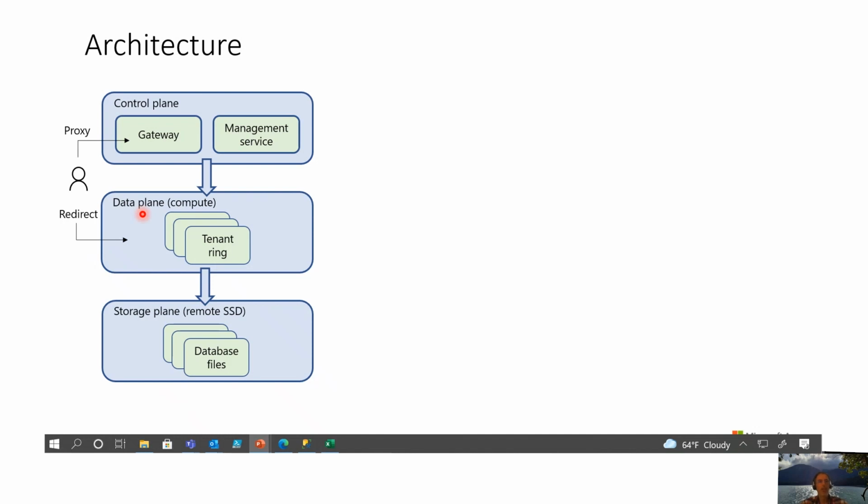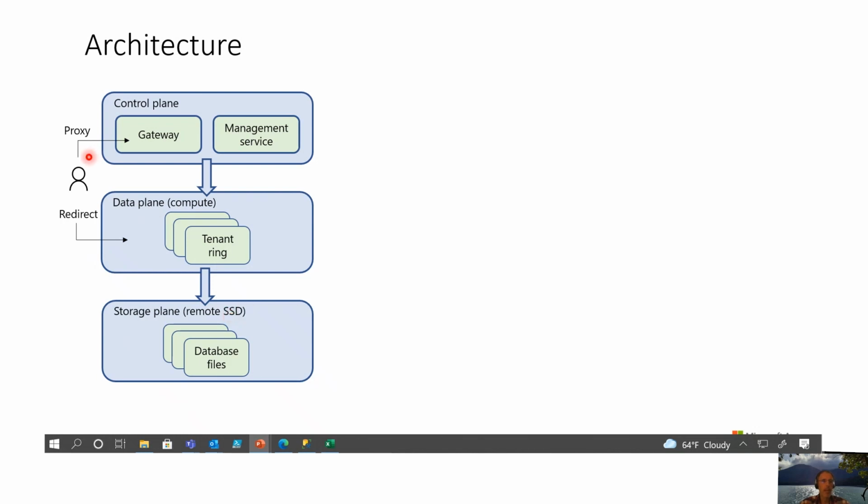And then disassociated from that and sitting below the data plane is the storage plane, which contains the actual database files located on or stored on solid state disks. So let's consider, say, the journey of a serverless database as it goes from, say, the pause state into the resumed and online state, and then begins to process workload.